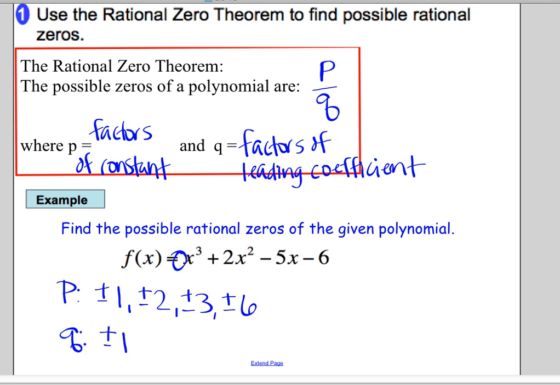Now I would have to list out all the p divided by q's. In this case, since our q's are plus or minus 1, our possible rational zeros are just the p's. Now remember, these are the rational zeros. There could still be irrational zeros, but we can't find those using this theorem.